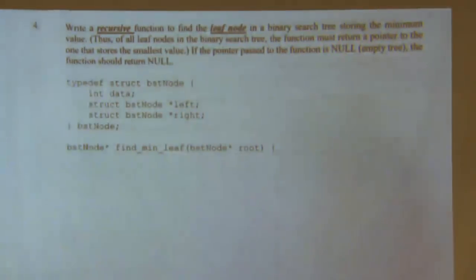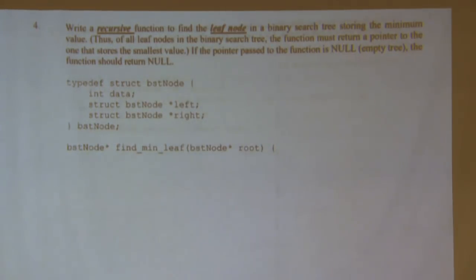Okay. So now we're going to do some coding stuff. And this one has to do with binary search trees. What it says is write a recursive function that finds the leaf node in a binary search tree, storing the minimum value.